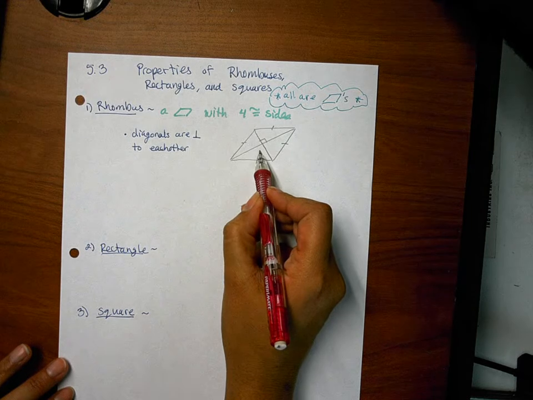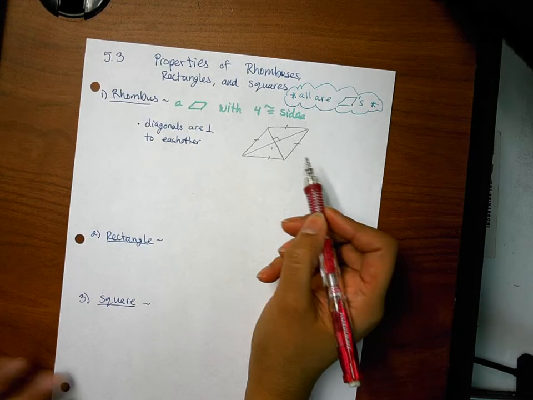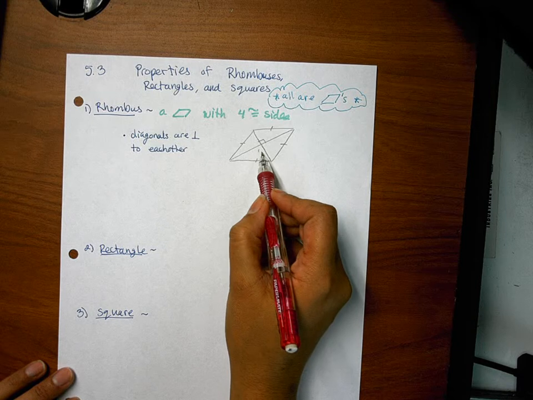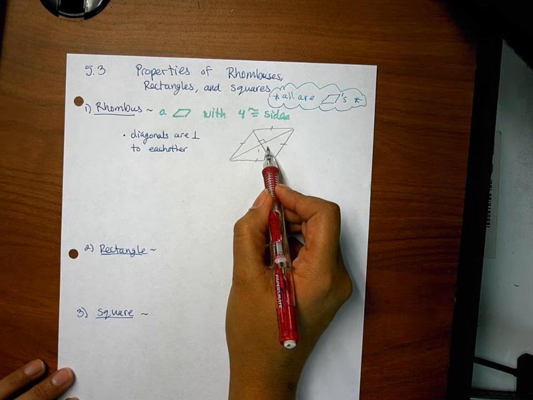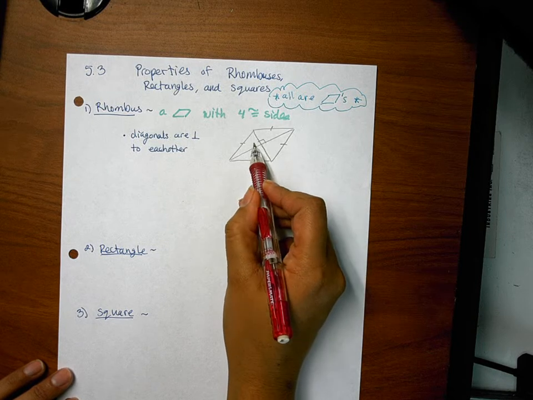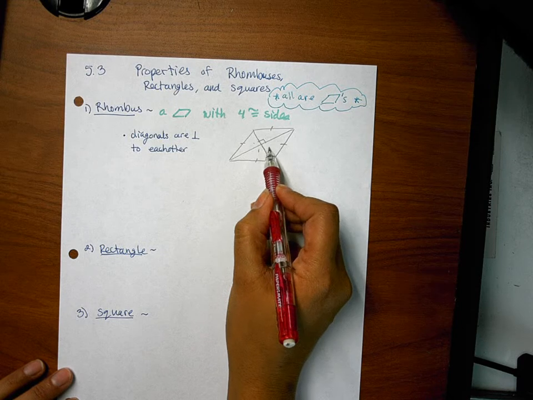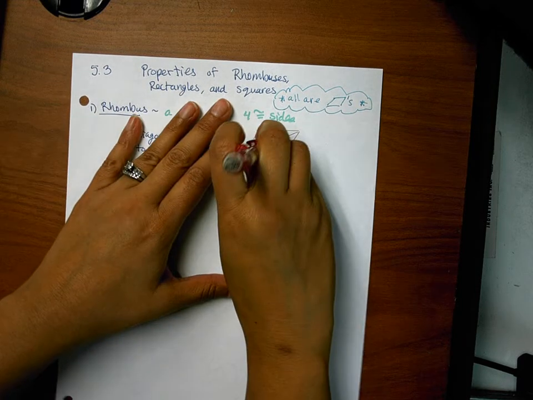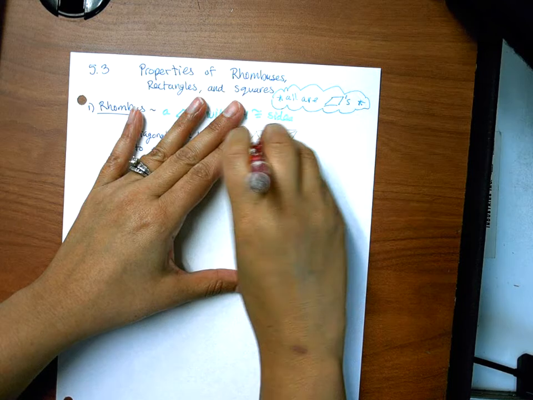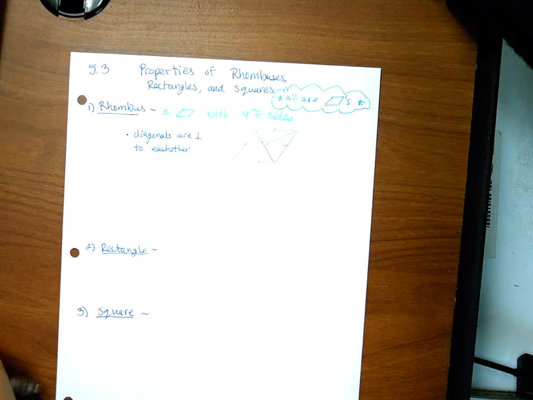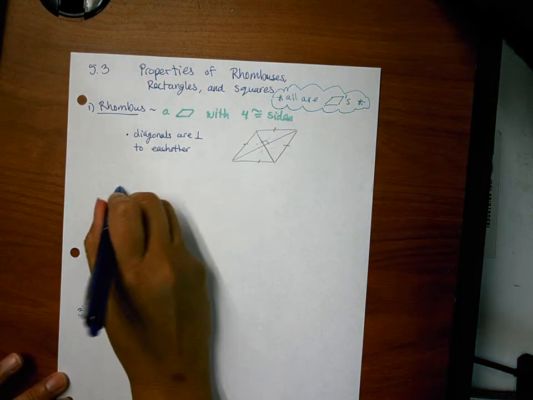So they will ask you questions on a quiz or a test or even a worksheet. What's the measure of angle 1? Without any work, it's 90 degrees. If this were angle 2, it would be 90 degrees. 90 degrees, 90 degrees. All 4 of these little angles inside are right angles.